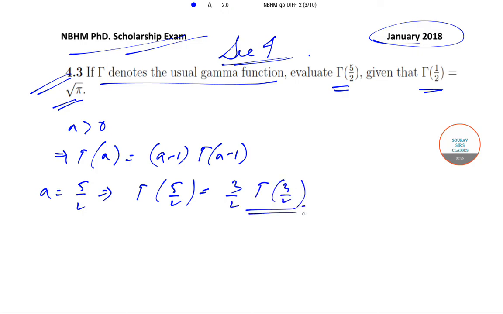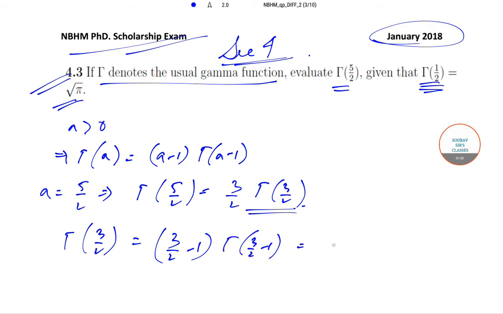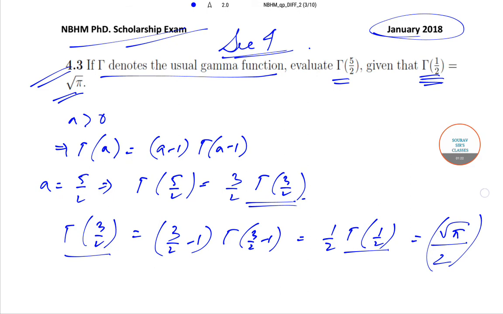But we don't know the value of gamma function of 3 by 2. We know the value of gamma 1 by 2. Let us find out the value of gamma 3 by 2. So now gamma 3 by 2 is basically equal to (3 by 2 minus 1) times gamma function of (3 by 2 minus 1). So this will be equal to half gamma function of 1 by 2. Now gamma function of 1 by 2 is equal to root over pi. So gamma function of 3 by 2 is root pi upon 2.